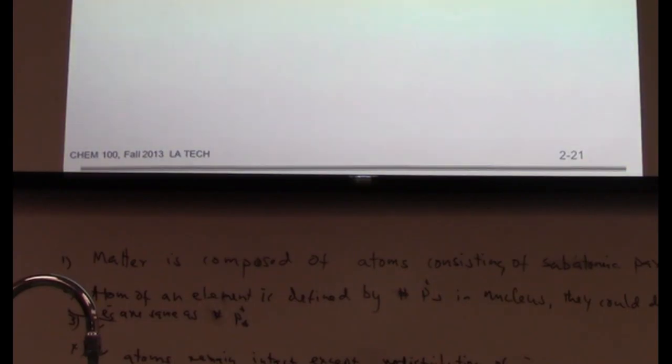Alpha particle, and this is the helium nucleus. B is electrons. And C is electromagnetic, high energy.